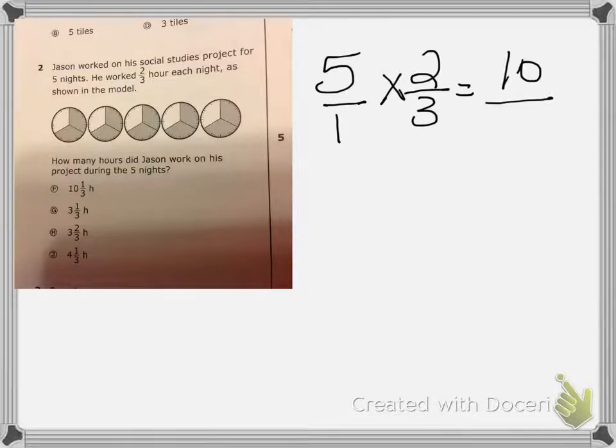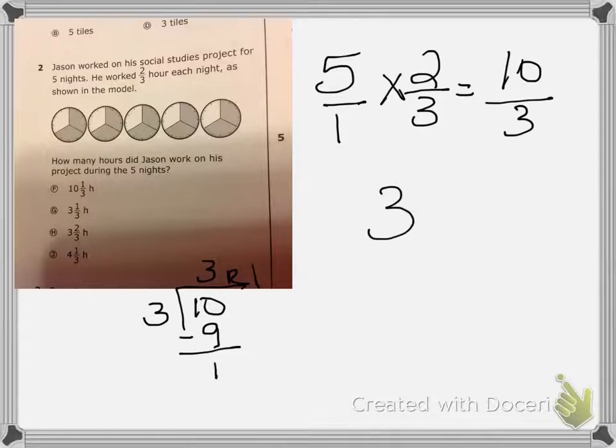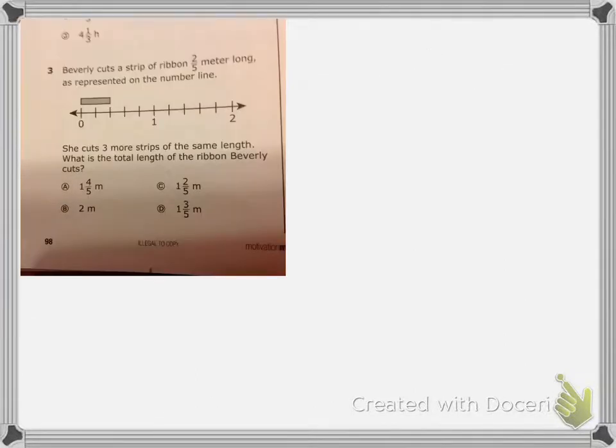1 times 3 is 3, and we're going to have to divide, excellent. 10 divided by 3, 3 goes into 10. 3 times 3 is 9. 10 minus 9 is 1, so remainder 1. Write your mixed number for me. You should have written 3 and 1/3. And that would match answer H. Okay, so you see how we do that? All right. I want you to try number 3 on your own.